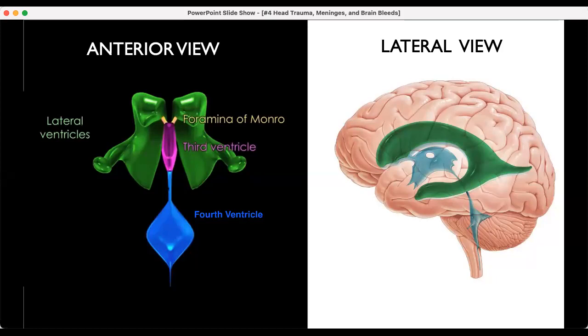Anterior view, the containers, if you were just to look at the containers, taking away all the brain, you have the lateral ventricles here in green, and then the foramina of Monro, the third ventricle, another container, and then finally the fourth ventricle, and the aqueduct or the canal that goes between the third and fourth ventricles. And then this is going on down to the spinal cord, surrounding the spinal cord. This is a lateral view, looking at the containers.